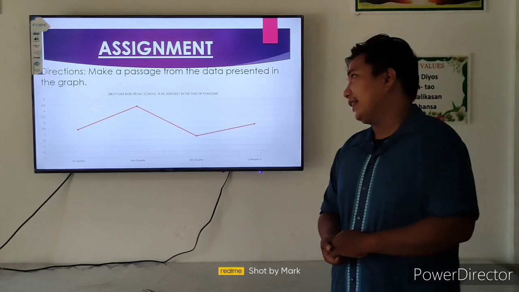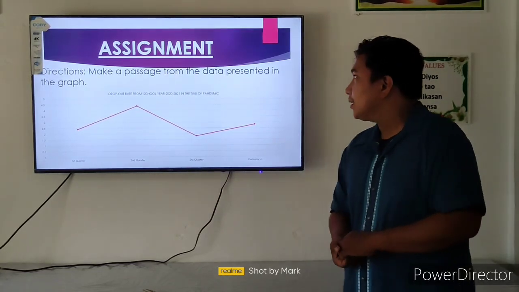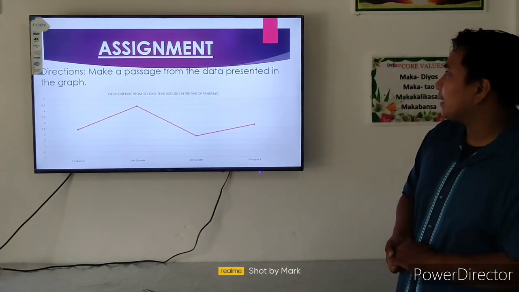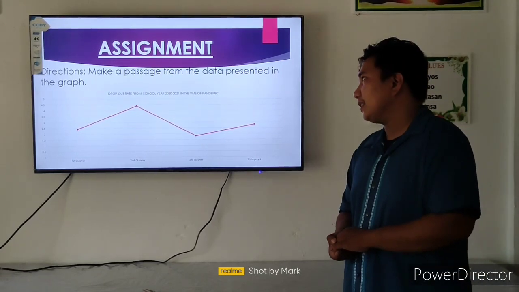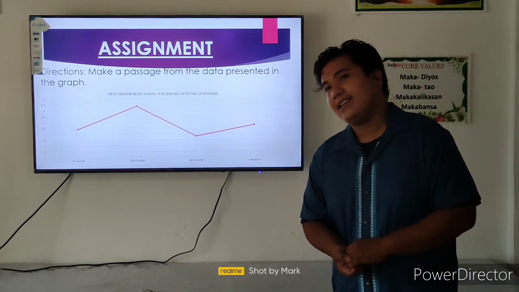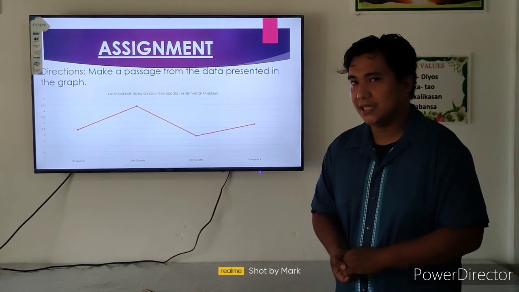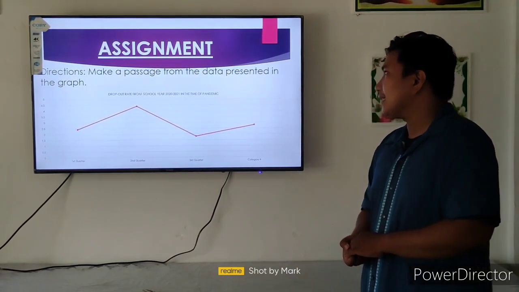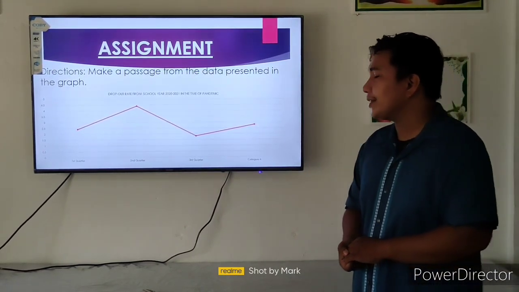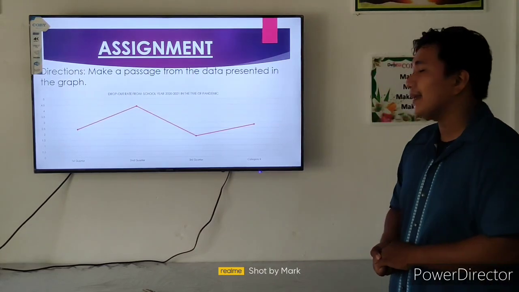For the assignment, here is the direction. They have to make a passage from the data presented in the graph. This is an example of a line graph. They have to make their own passage based on this line graph, and it is about the dropout rate from school year 2020 to 2021 during the pandemic.